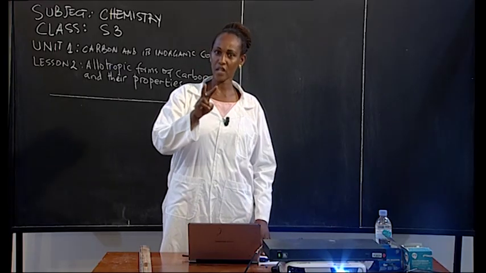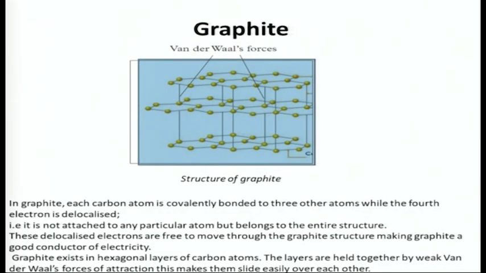So today we are continuing with graphite. You remember we had talked about carbon existing in 2 forms: the crystalline form and the non-crystalline form. We said the crystalline form naturally exists in 2 forms, that is graphite and diamond. We had discussed diamond, so we are continuing to look at graphite.